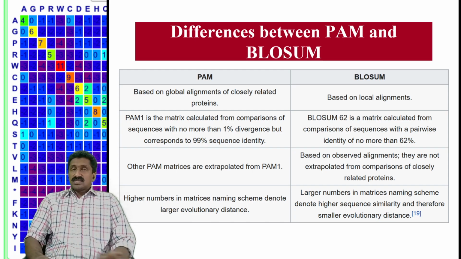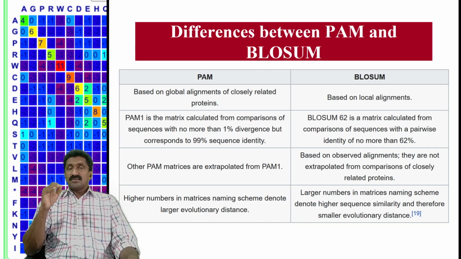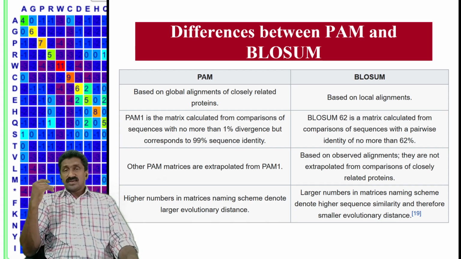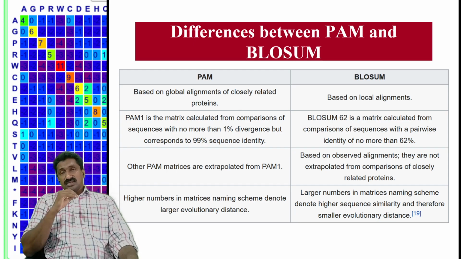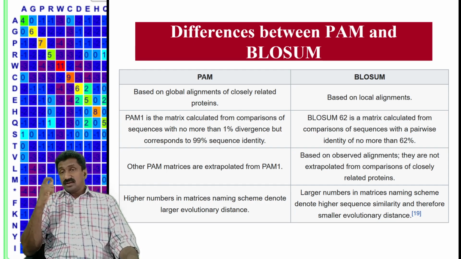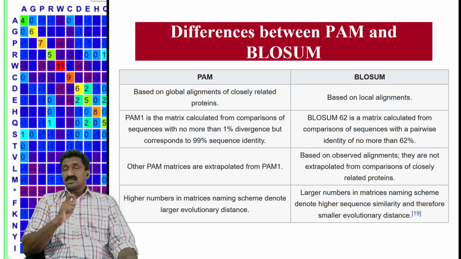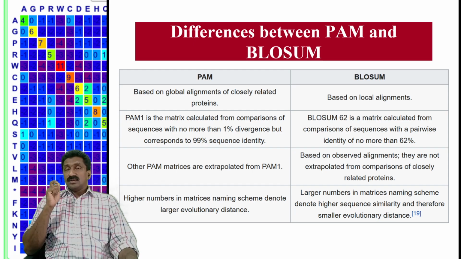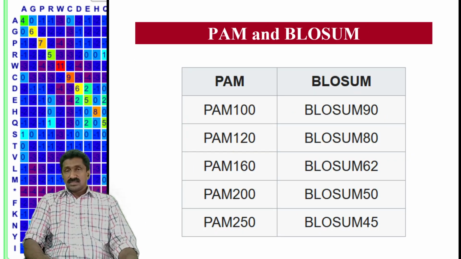In the case of BLOSUM, the sequences are clustered and separately analyzed to generate the matrix. Higher numbers in a PAM matrix naming scheme denote larger evolutionary distance, whereas in BLOSUM, larger numbers in the naming scheme denote higher sequence similarity and therefore smaller evolutionary distance. So a higher number of BLOSUM is good, whereas a lower number of PAM is good for sequences of high similarity. So this is once again.